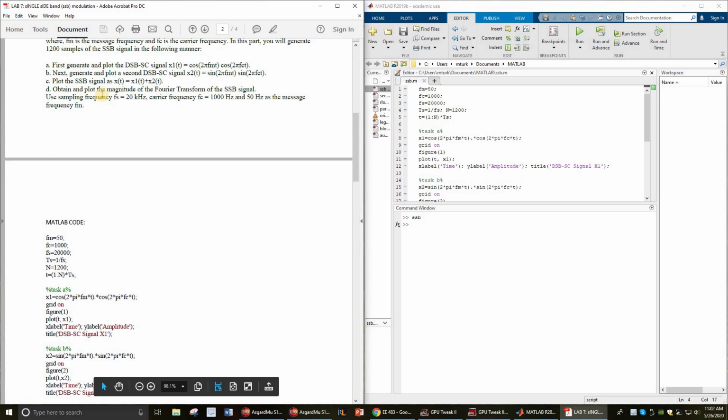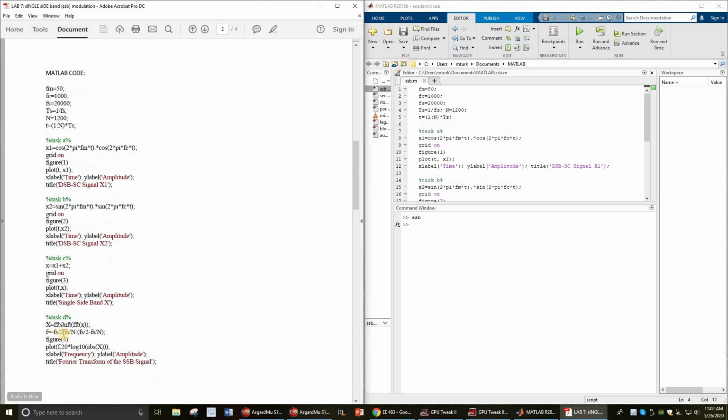And then task D, we have to obtain and plot the magnitude of the Fourier transform of the single sideband. And then it says use these, which we used right here. So task D, as you can see, we have to fftshift and then fft of the x, which is what's up here. And then this is the interval, which we have to set. That will be our figure four, and then you plot it, and it's 20 log base 10 of the absolute value of x, which is what's up here.